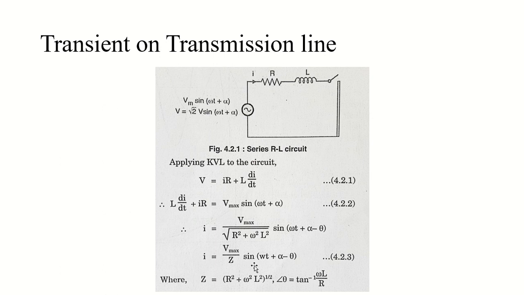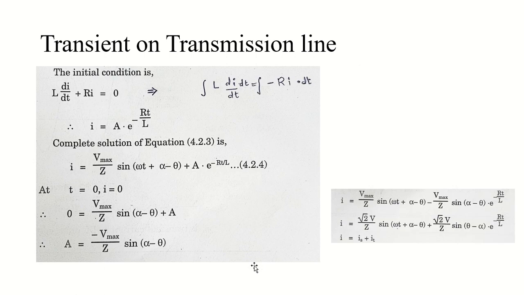Now what we will do, we will apply the initial condition in my equation. Whenever we apply the initial condition, we take the voltage equal to 0. So the overall voltage will be equal to 0, which means L di by dt plus Ri will be equal to 0. And when we do that, we will send Ri to the other side. So L di by dt will be equal to minus Ri, and then we will take integration on both the sides.